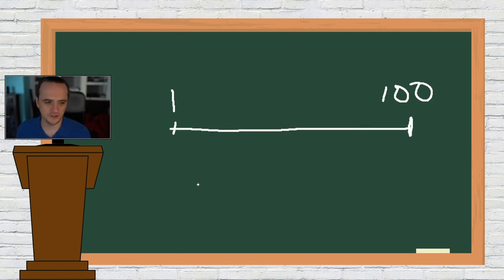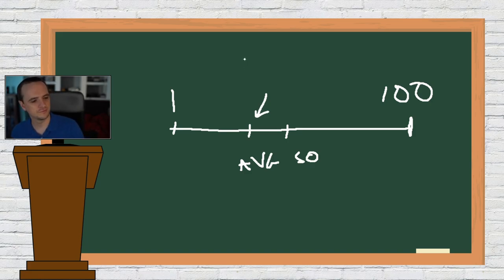And the winner of this game is the one that gets closest to 2/3 of the average of the number chosen by the class. So for example, if the average happens to be 50, then the winner of the game will be the one who gets the number closest to 2/3 of 50. Got that? So just take a minute. I will monitor this form. I can see how many responses there are.